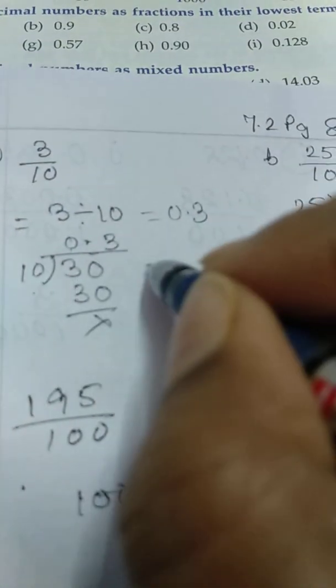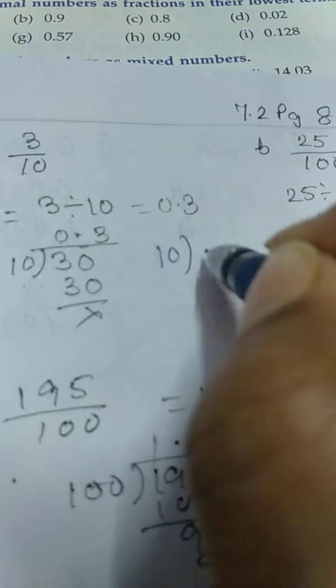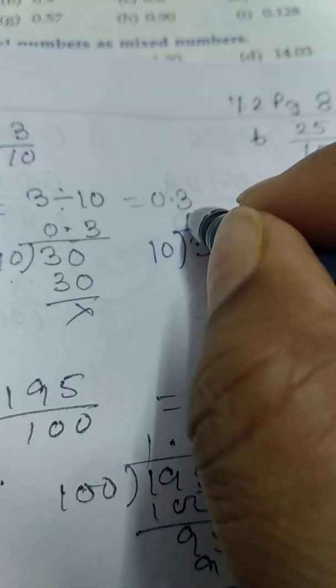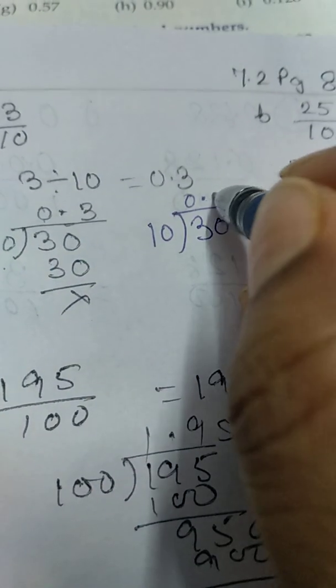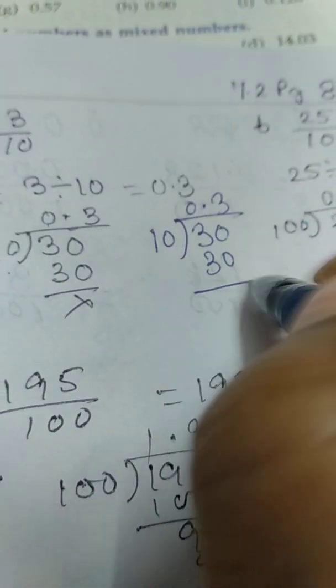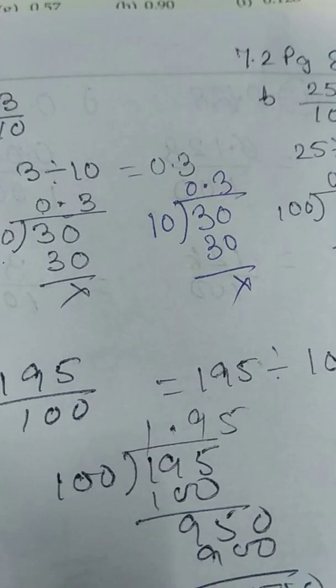10, 3 will not work. Look, I am doing it for you. 3 will not work, so 0.0, then 3, 30, answer. This is how this 0.3 is coming. This is how it works in those places also.